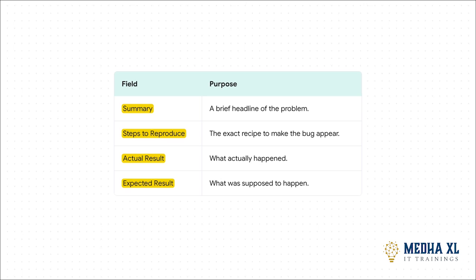It starts with a simple summary, kind of like a newspaper headline. Then, and this is the most critical part, the steps to reproduce, an exact step-by-step recipe to make the bug appear on command. Finally, the report has to clearly state the actual result versus the expected result, showing precisely where things went off the rails.